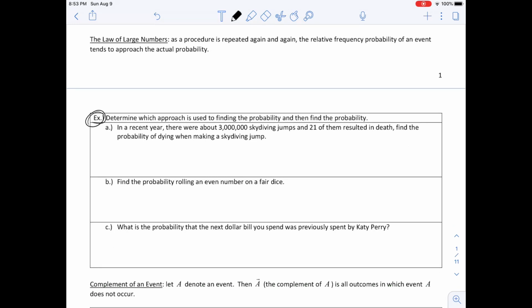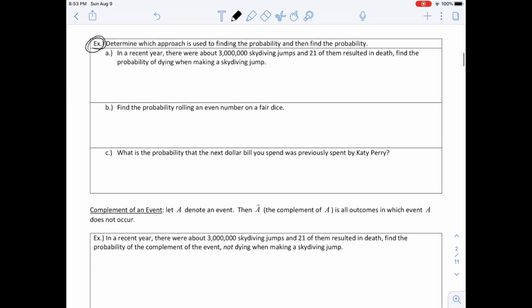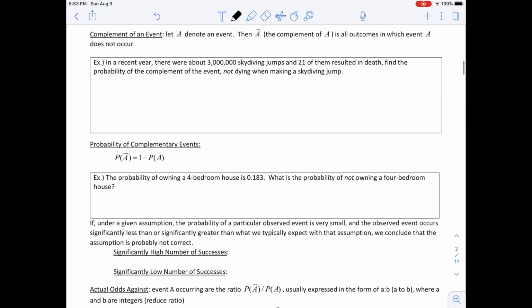We have the law of large numbers: if we repeat a procedure again and again and again, the relative frequency probability of an event tends to approach the actual probability. The first example that we have on page 2, we're going to go ahead and circle, and we'll discuss this together in class.